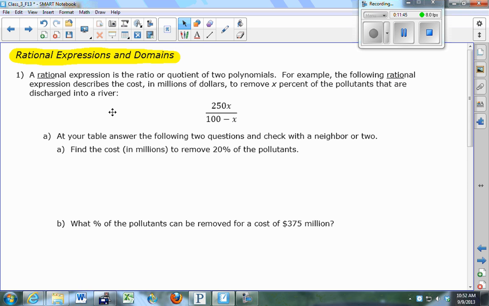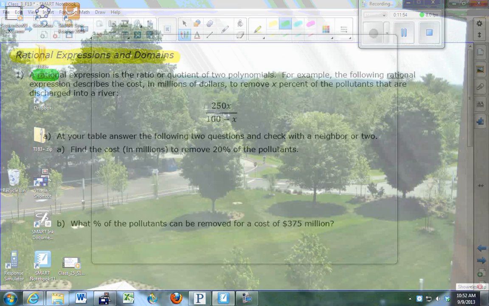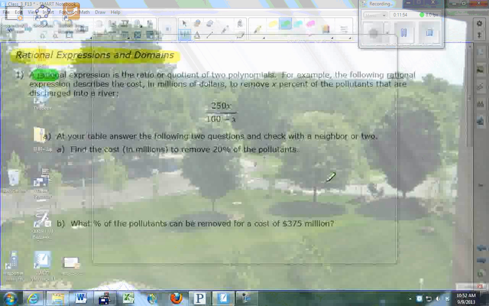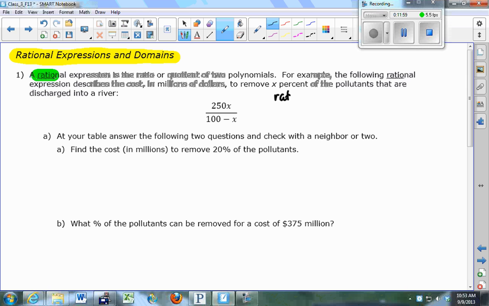Note, I've underlined the word rational as a little memory thing to help you: the word ratio, because this is the ratio of two polynomials. So a rational expression is the ratio of two polynomials. Right here is a polynomial. It's called a monomial because it's only one term. And on the bottom, you have two terms, and that's called a binomial.